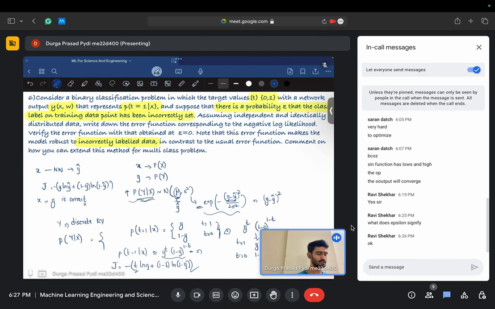The last part asks how you can extend this method for a multi-class problem. It's going to be straightforward. Instead of 1 minus t, you will be having that particular label times ln of that particular probability, and then it just keeps on summing all those quantities. So instead of y, you will be taking that particular probability into account.